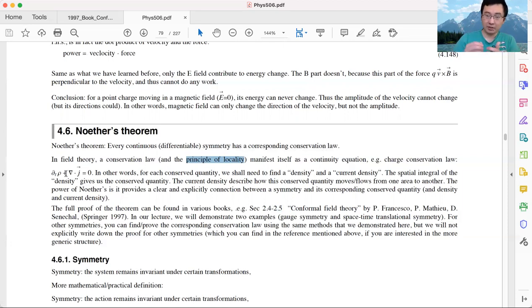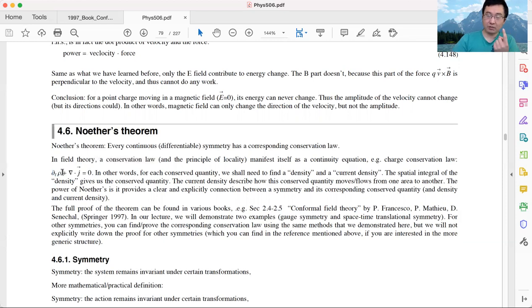For any conservation law in a continuum, we need to define two quantities. The first quantity is the density of the conserved quantity, for example charge density, energy density, or momentum density. In addition to that, we also need to define the corresponding current. The continuity equation, or conservation law, manifests itself as this type of equation.